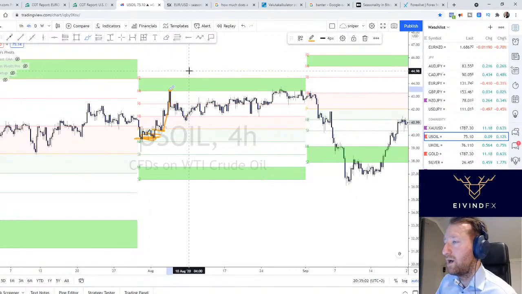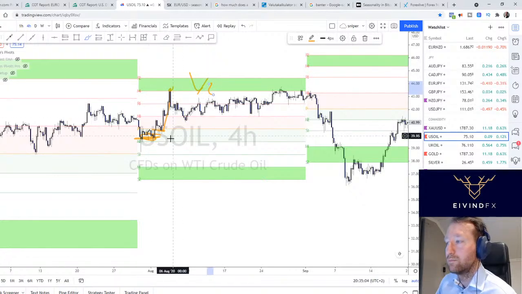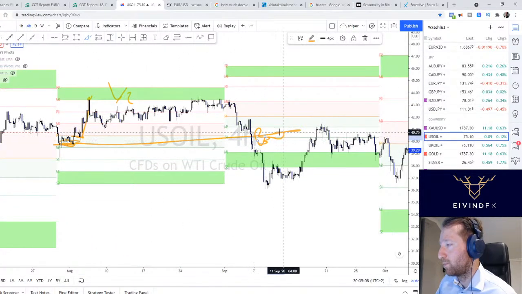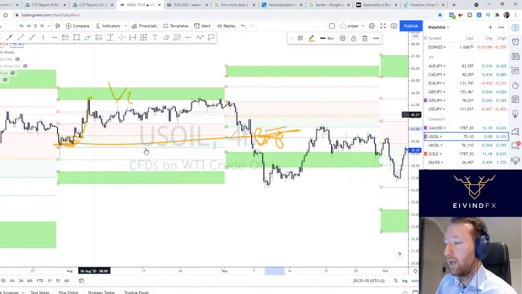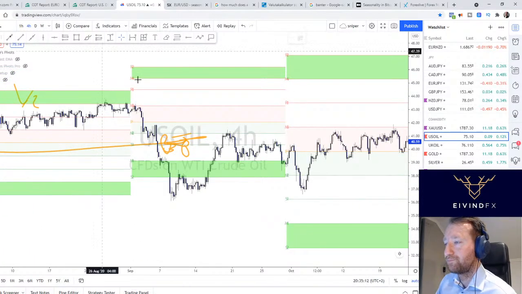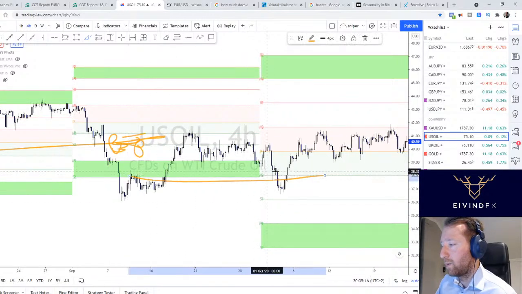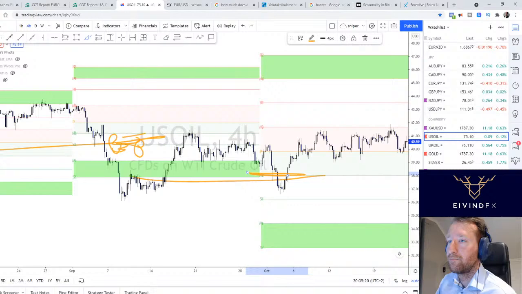I will take half here and then let go of the rest. That means this one would have been break even. I would then wait for it to retrace again, and I would say that would then be my buy again. And I will try it again.